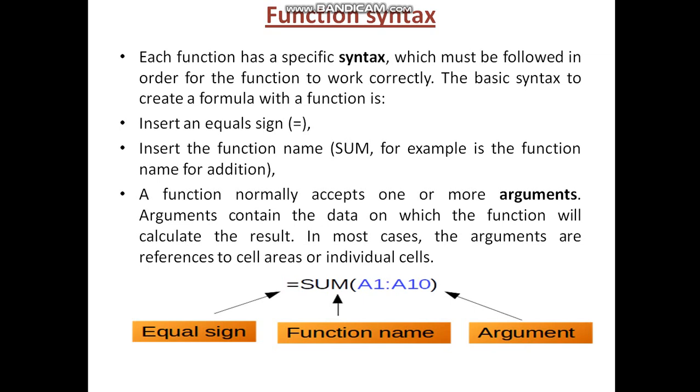It's a function name. A function normally accepts one or more arguments. Arguments contain the data on which the function will calculate the result. In most cases, the arguments are references to cell areas or individual cells. Suppose we want the addition of 10 items, then A1 to A10 is the cell range and SUM is the function name. The equal sign is compulsory. So, equal sign, function name and the arguments.